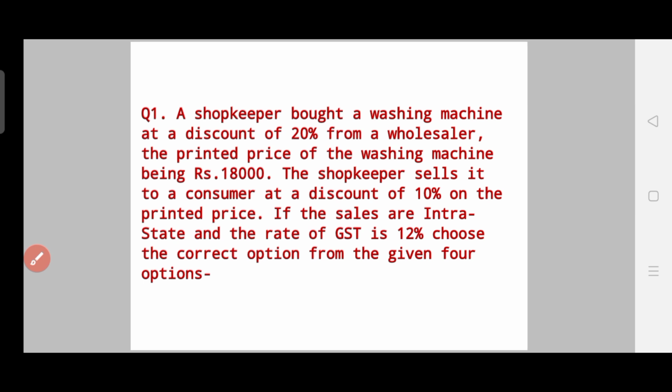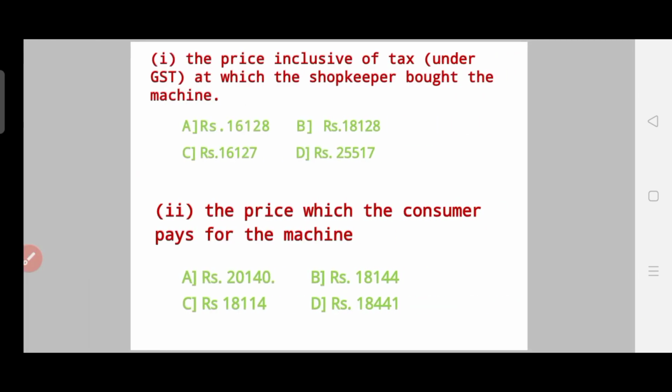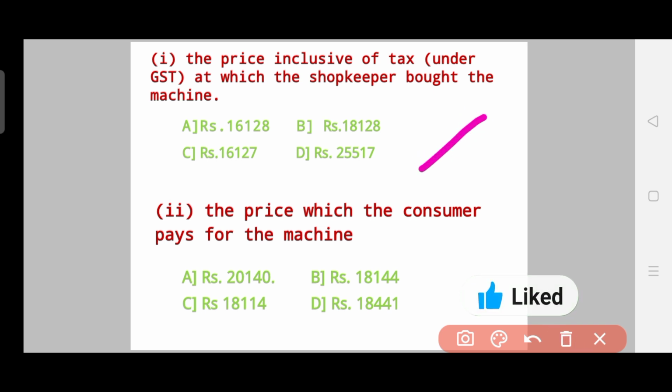So this is basically a question and you will first need to collect all the information from it, and there will be many sub parts of this question in which the options would be given. Now let me show you that. Here you can see that there are some questions. Question number 1 is the price inclusive of tax under GST at which the shopkeeper bought the machine, and your options are rupees 16,128, rupees 18,128, rupees 16,127, and the last option is rupees 25,517.